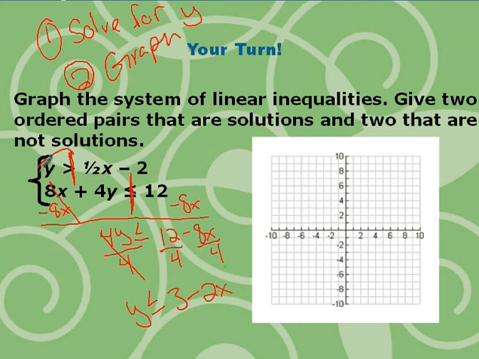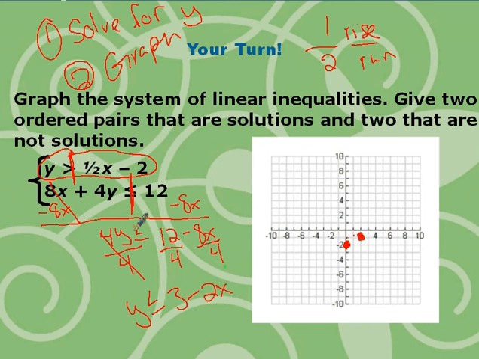Let's do the top inequality in red. We're going to graph it in red. So negative 2 is the y-intercept, so we put our first dot at negative 2. And now we're going to count out our slope. Our slope is 1/2. Okay, so that's the rise over the run. So from this dot we made, we go up 1 and over 2, and we put a new dot.